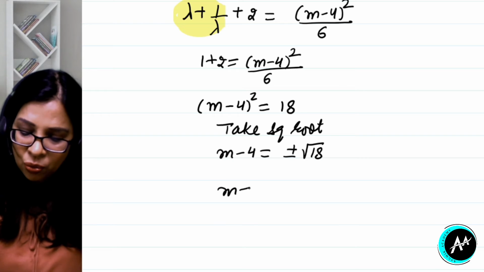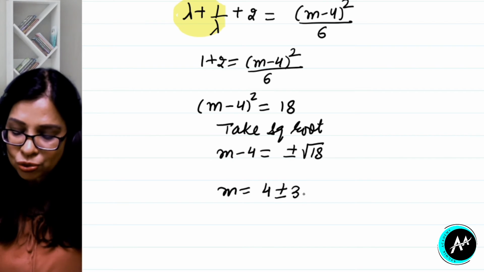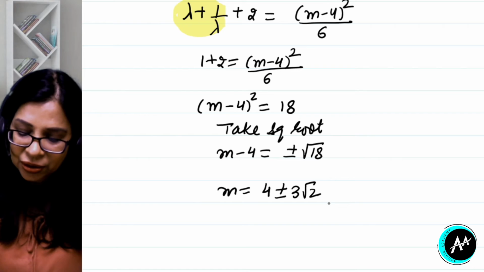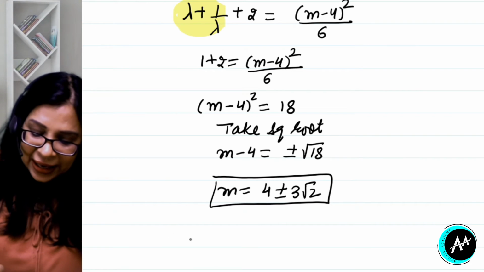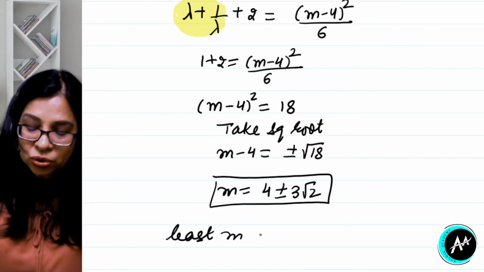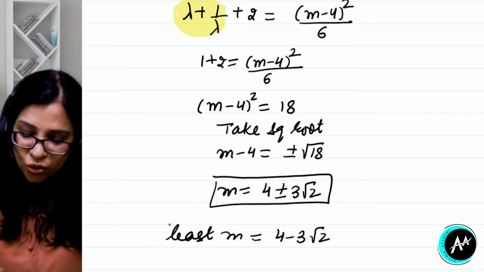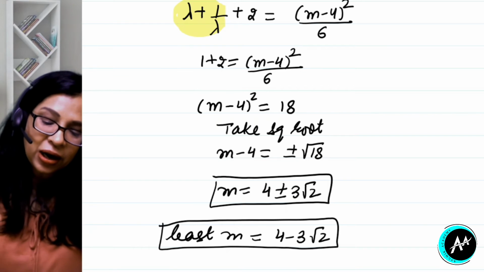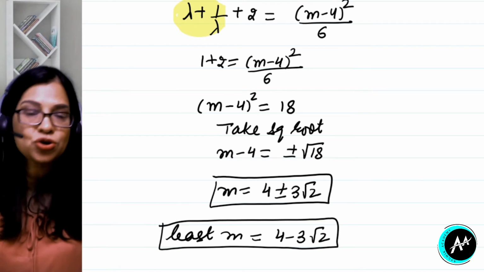So what is m equal to? 4 plus minus 18 would be 3 root 2. Okay, so these are the two values of m. We have to find the least m. So least m will be equal to the smaller value, that is 4 minus 3 root 2. Okay, so this is going to be the answer, right? So our least value of m is 4 minus 3 root 2.